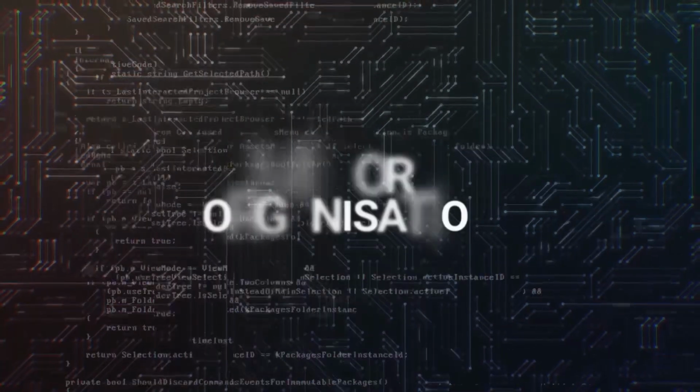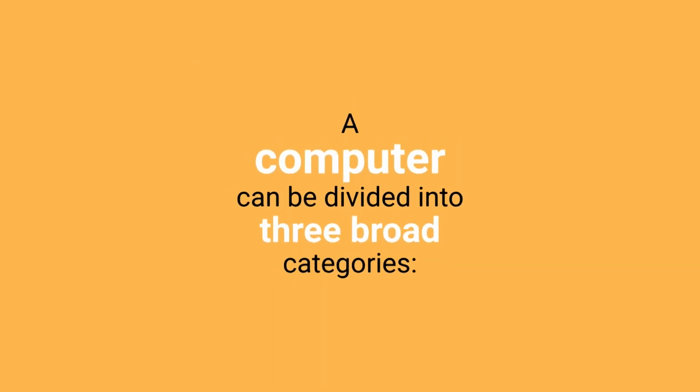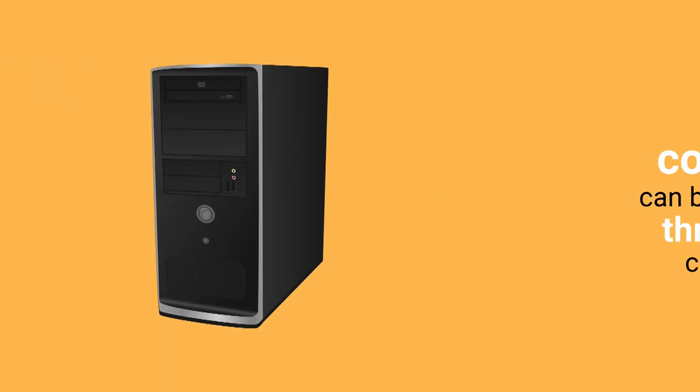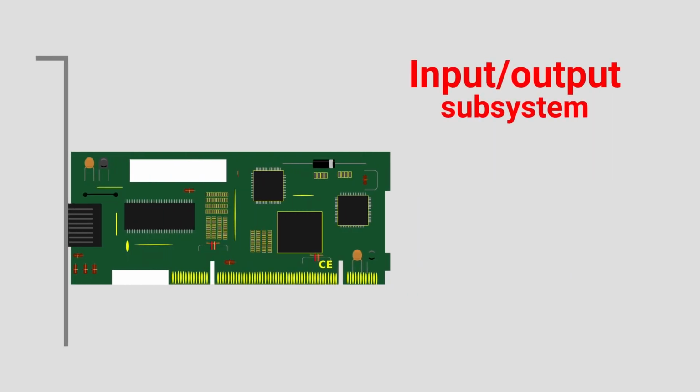Today's topic is memory organization. We have already discussed in the previous unit the basic components of the computer. That computer is basically divided broadly into three categories: one, CPU; second, main memory; and third, input-output subsystems.